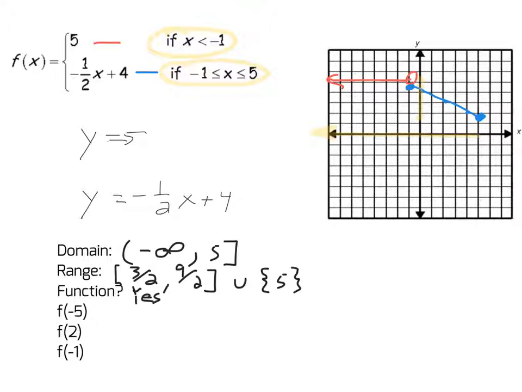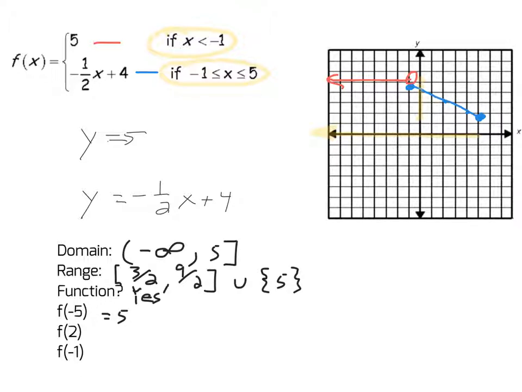Now the only other things that are really interesting here is evaluating the function and just knowing which part of the function to use. So for f of -5, which is my first example, -5 is over here. It is on the red section of my graph. -5 is less than -1, so I just have to use that part of the function, and that means that there's nothing really to plug in there. All I'm going to end up with is 5. So f of -5 is 5.